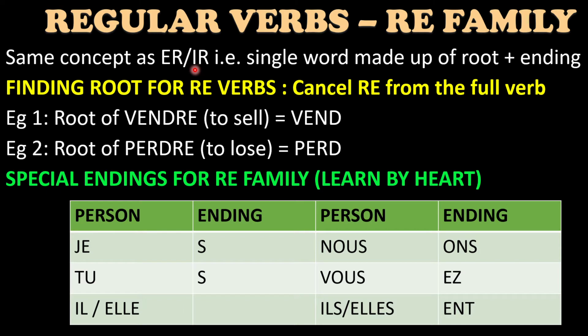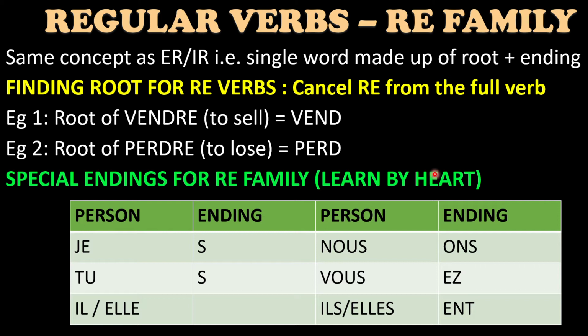A quick reminder of what you've done for ER and IR. You've knocked off the endings, that is, for ER and IR, you've knocked off ER and IR respectively, and then you've added on the new endings as per the subject. For ER verbs, it was E, ES, E, ONS, EZ, ENT. For IR verbs, it was IS, IS, IT, ISSONS, ISSEZ, ISSENT. So today let's do the same thing for the RE verbs. The concept is the same.